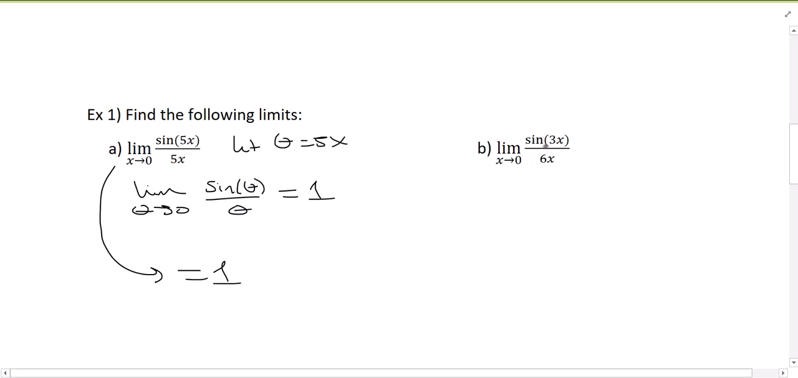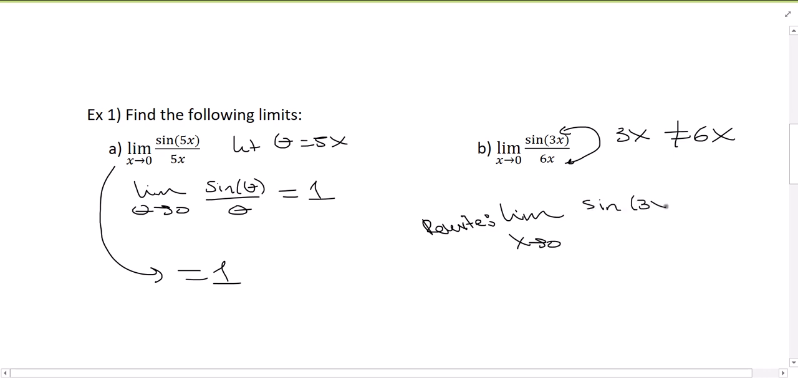So what about this one? The limit as x goes to 0 of sine of 3x over 6x. Does the argument, the 3x, match the denominator? No, the argument is not equal to 6x. But can we make them equal? Yeah, I can rewrite it. I can say the limit as x goes to 0 of sine of 3x over 6x, where 6 is really 2 times 3. So I can say this is 2 times 3x.